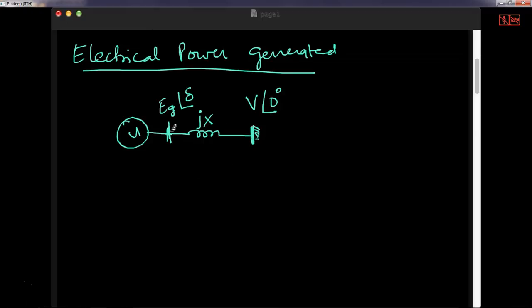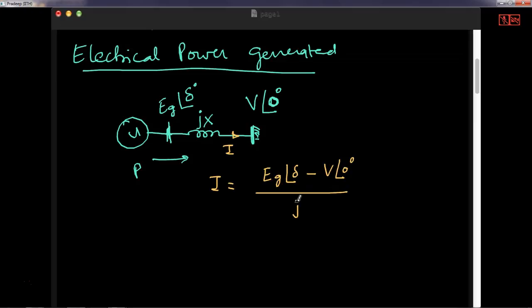Now I want to find out the expression for the active power generated from the generator. If I maintain the angle delta, and the infinite bus angle is taken as reference, 0 degrees, how much power is generated through this machine? It is very easy to derive. First derive the current. What is the current I? Current I is nothing but the potential difference, that is Eg angle delta minus V angle 0 degrees, divided by the impedance jX. This will be my current.